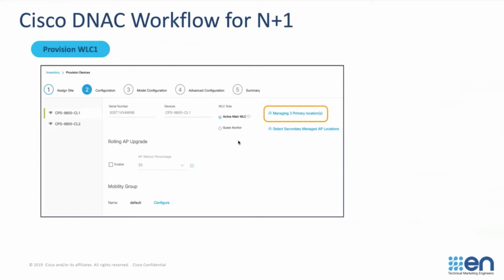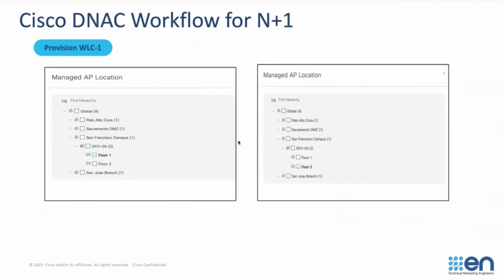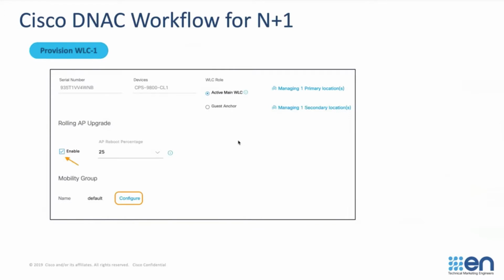So I'm going to map them where the 9800CL1 will be managing a primary location. And here also I have an option to enable rolling AP upgrade percentage as well. And then I'm mapping the primary location for that particular WLC. And then I have an option whether I want to enable N+1 HA with rolling AP upgrade and the percentage of number of access points, which would be pointing for this particular upgrade. So I can enable the checkbox saying like 25%, 30%.